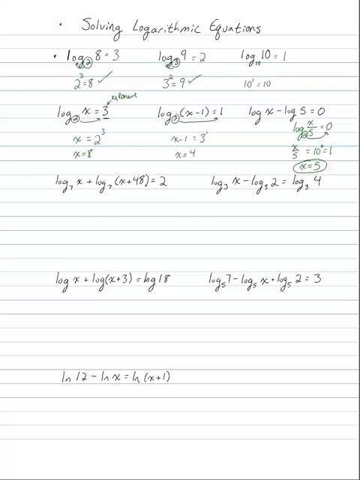So log base 7 of x plus log base 7 of x plus 48 equals 2. I'm going to write this as a single log. So I'm going to get log base 7.